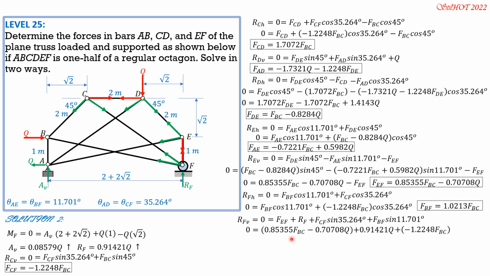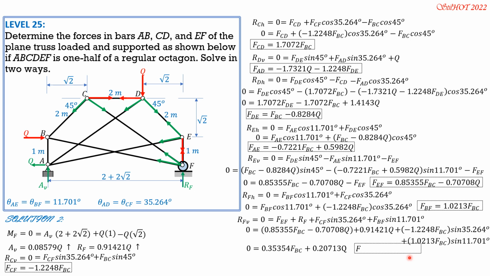So using your calculator, let's combine all the FBCs and all the Qs. 0 equals 0.35354 FBC. After we combine, then for Qs, 0.20713 Q. Use your calculator there. Finally, FBC in terms of Q is negative 0.58587 Q. Negative 0.20713 Q divided by 0.35354. That's the answer. That's FBC in terms of Q.